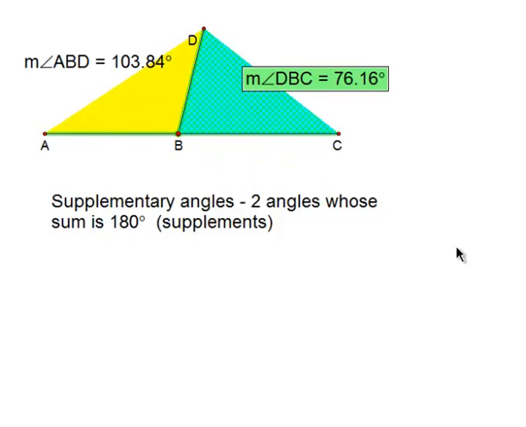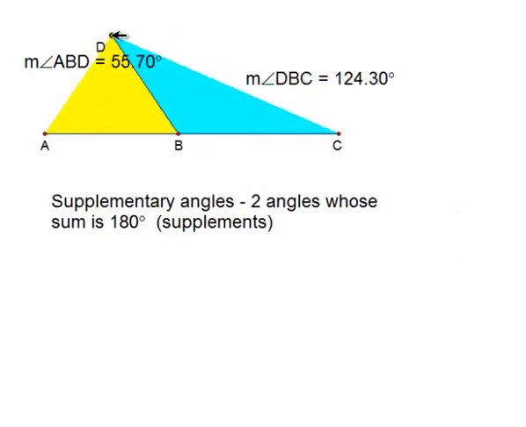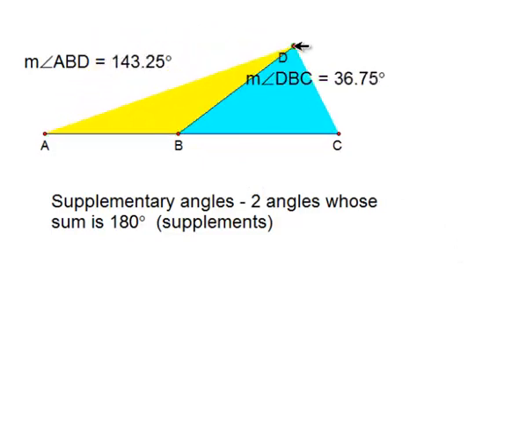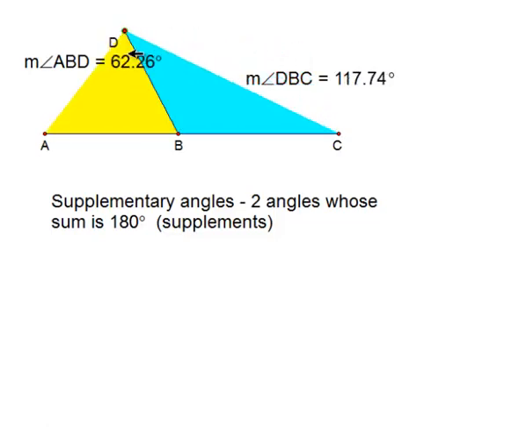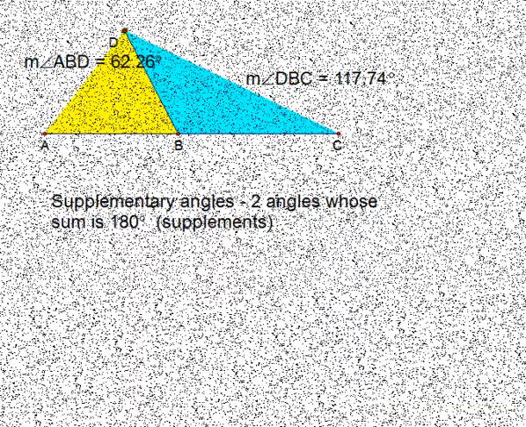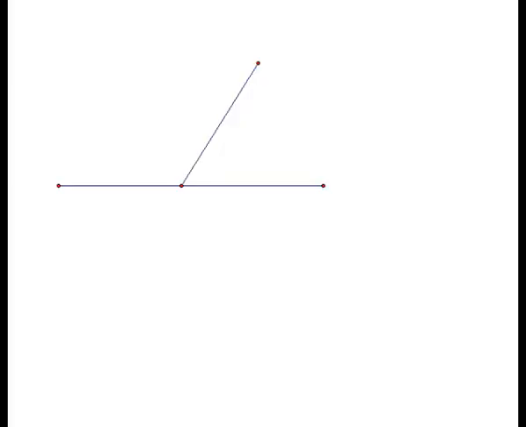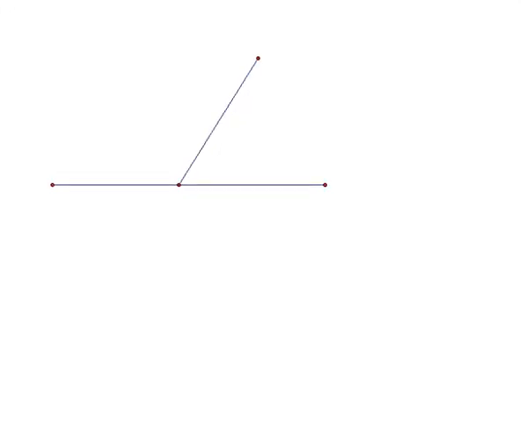Supplementary angles, two angles that add to 180 degrees. Let's go ahead and change the size of those angles, and they still add to 180. Okay, so if our two angles are adjacent and add up to 180, then they're supplements, and since they're adjacent, they'd also be a linear pair.